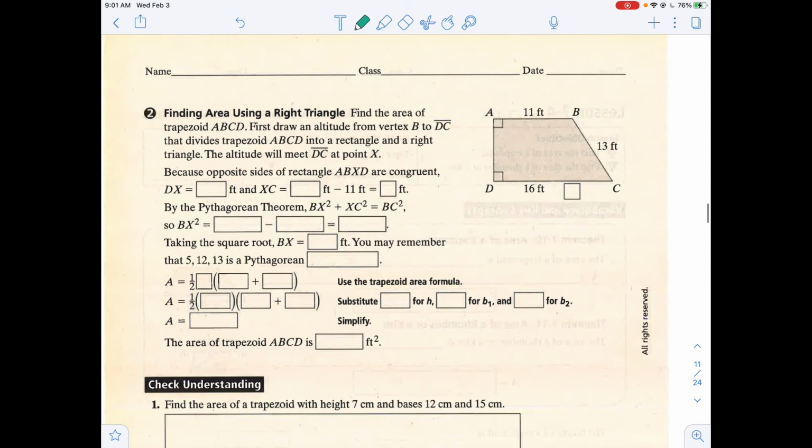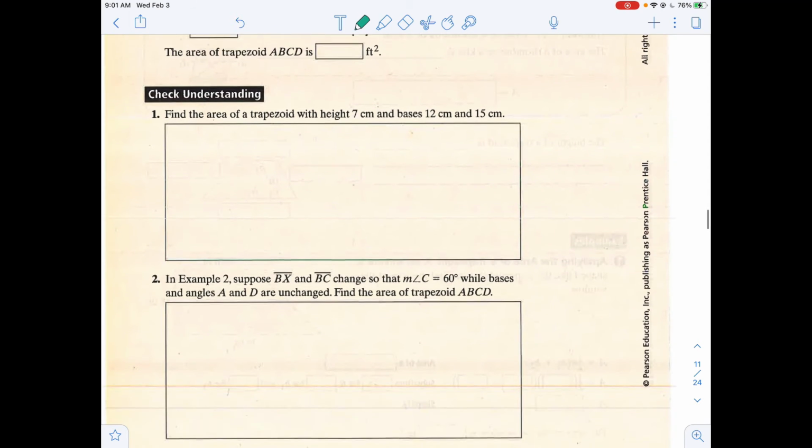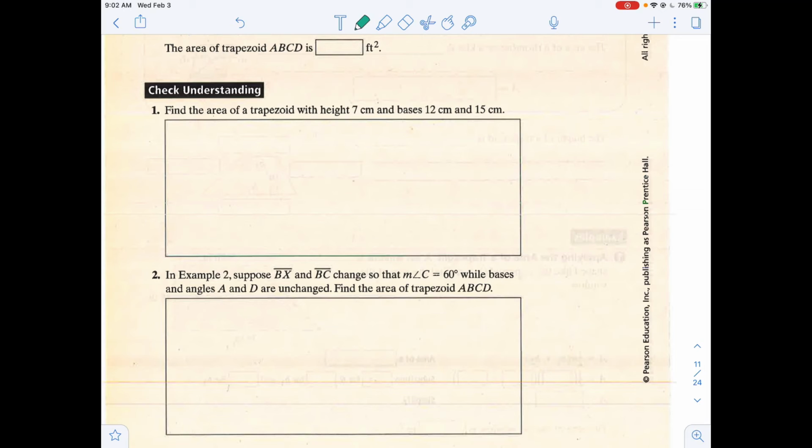Okay, we are going to go ahead and skip number 2. There are a couple check for understanding problems here. So first, find the area of a trapezoid. Then we're going to skip number 2 in the check for understanding problems as well.